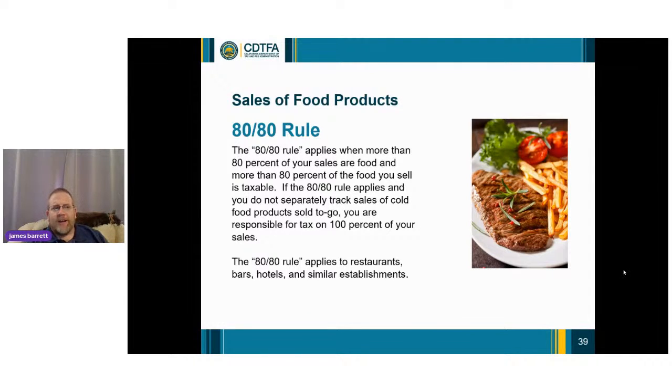You can walk into a McDonald's and buy a Happy Meal toy, not food, but over 80% of everything they sell is food. You can walk into McDonald's and get a hot coffee to go, ice cream to go. Those aren't taxable. But over 80% of everything they sell are hamburgers, french fries, sodas, which are always taxable. So that's why when you walk into a McDonald's, you might pay sales tax on an ice cream cone, where you might not at even another McDonald's, right? Because the owner, under the 80-80 rule, has decided to tax everything for simplicity's sake.